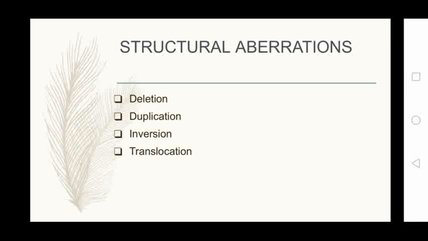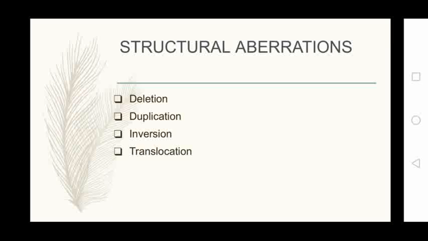So deletion is the process by which a part of chromosome gets deleted or that part gets broken from the chromosome. So the genes present in that segment of chromosome will be absent after deletion. Duplication is the process by which some part of the chromosome is represented multiple times. That is, that part gets represented more than once in the chromosome.